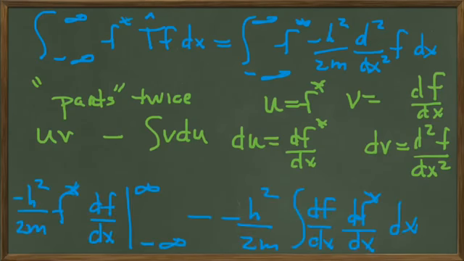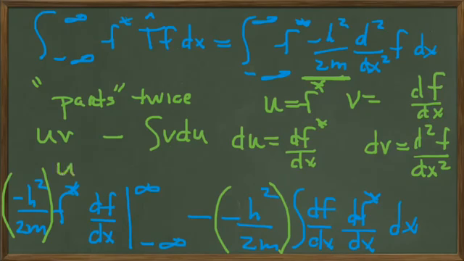So we have everything set up in the uv minus integral v du form. Let's identify everything to make sure it's clear where it is. So this constant that was in our integral that we're resolving with the parts technique, that constant minus h squared over 2m, is in the uv part and the minus integral of v du part. The f asterisk is u, the df dx is v.